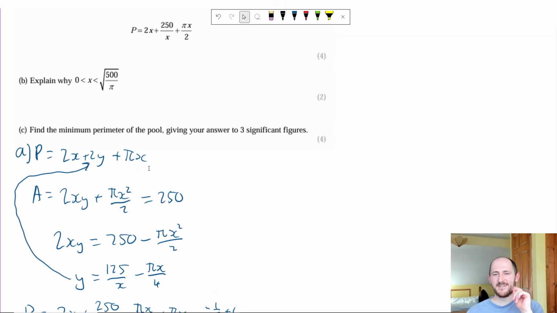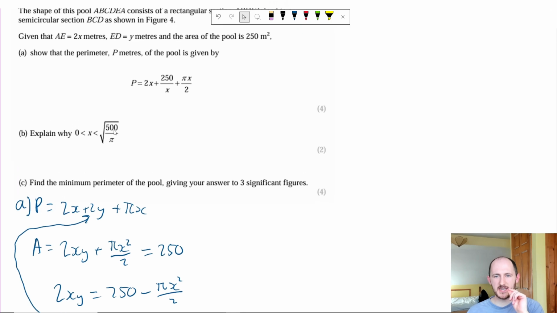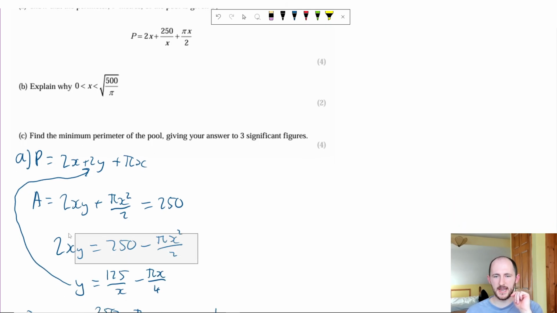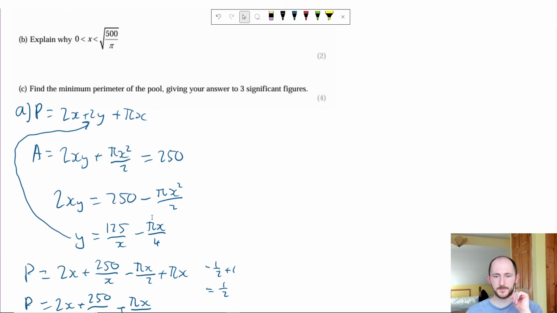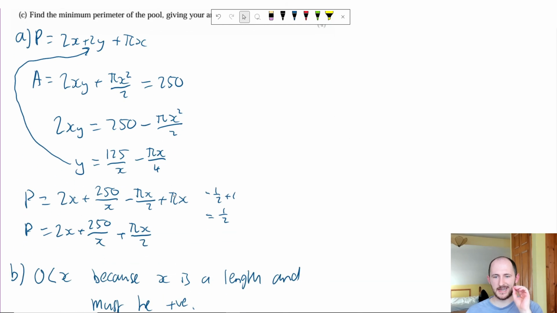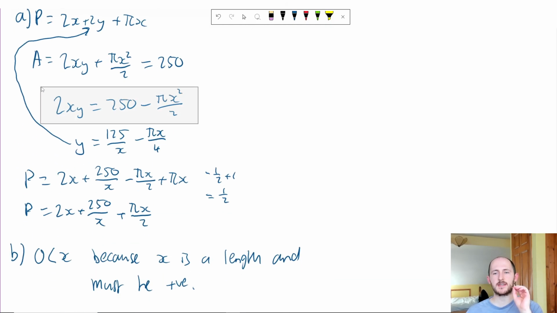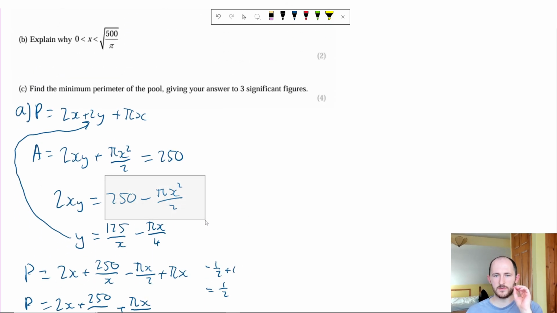Pretty good. But with this root 500 over pi, in my head, and this is my first thought, I thought, well, we never square this number. And that means it's probably not subbing into here. We never square it. But if I look over here, for my area, for example, or even over here, whatever way you want to look at it, if I sub in x into this expression, I actually get something that is impossible. So let's look at this 250 minus pi x squared over 2.